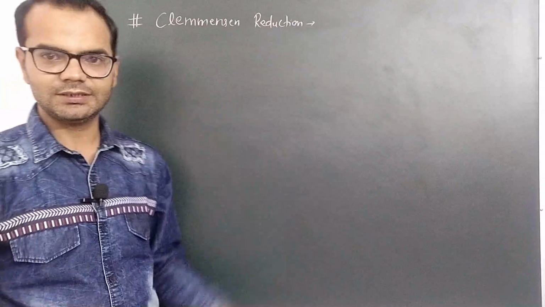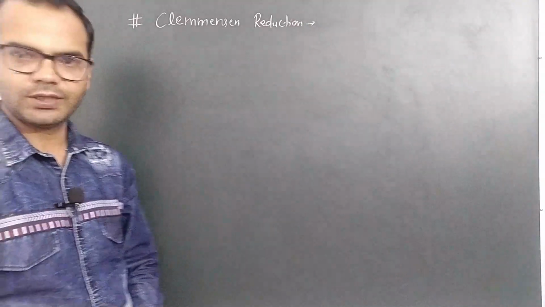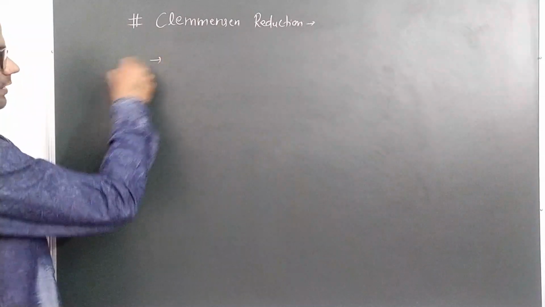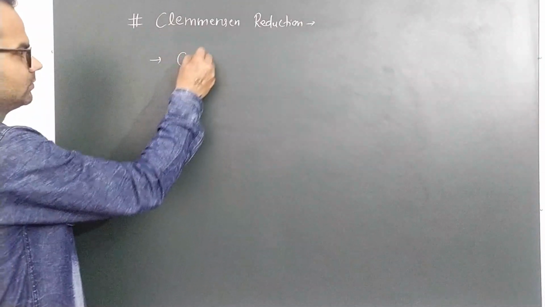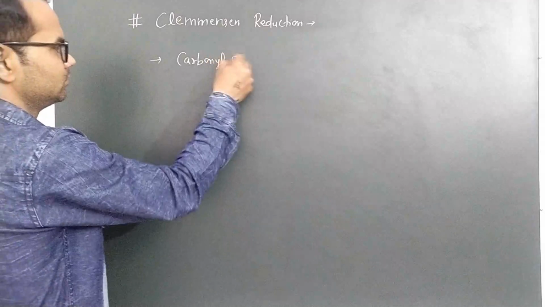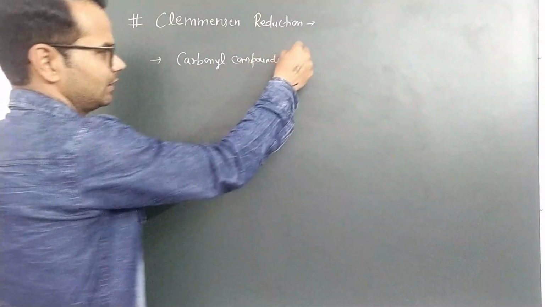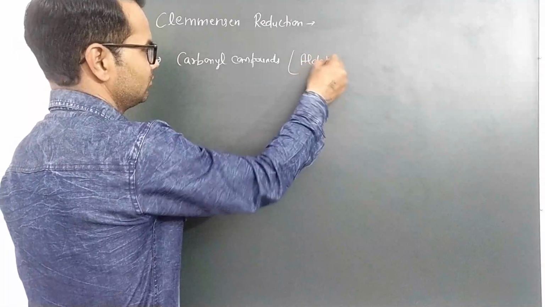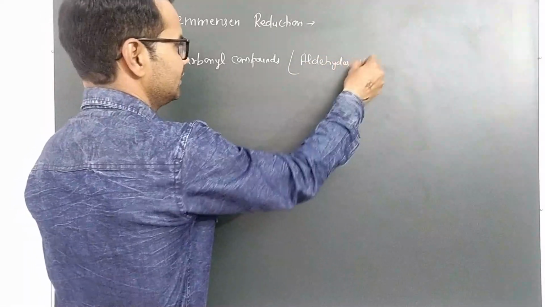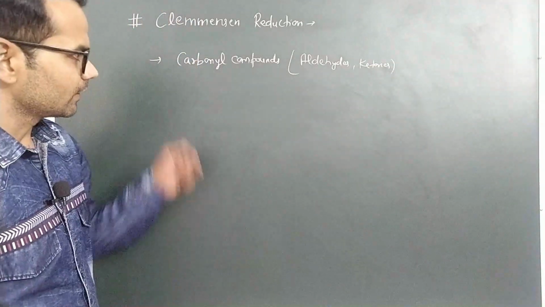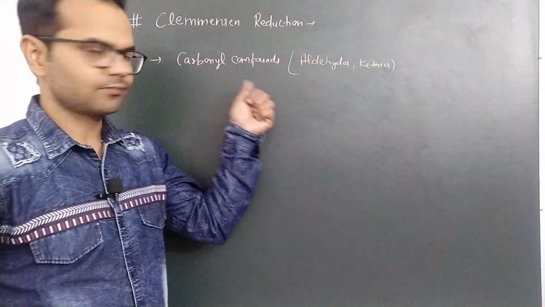So what is this Clemmensen reduction? It is the reduction of carbonyl compounds in acidic conditions. So first thing is it is the reduction of carbonyl compounds like aldehydes and ketones. Reduction of carbonyl compounds in acidic medium.